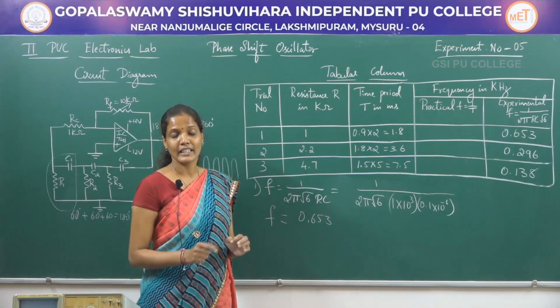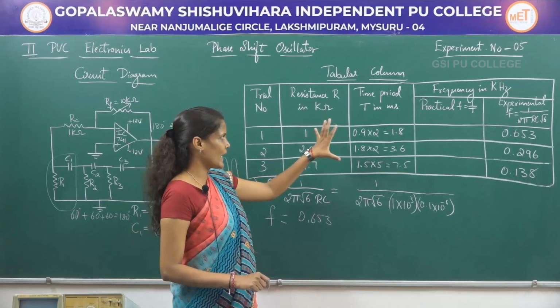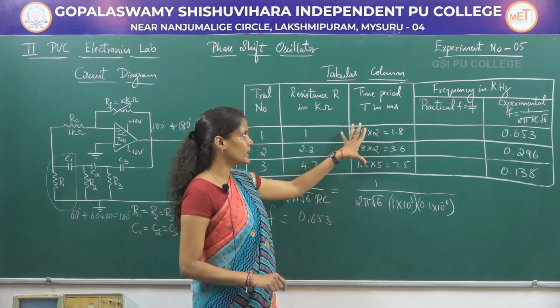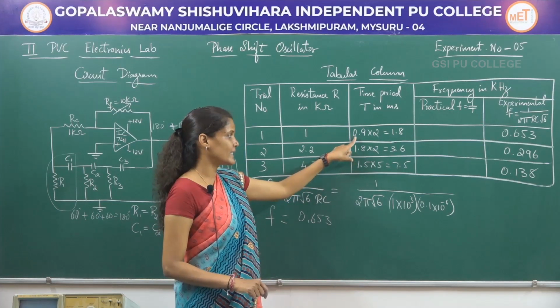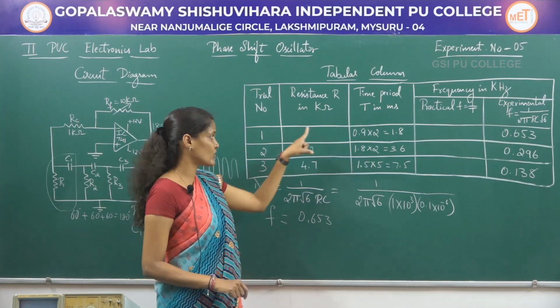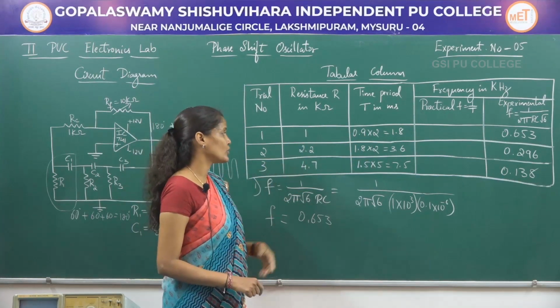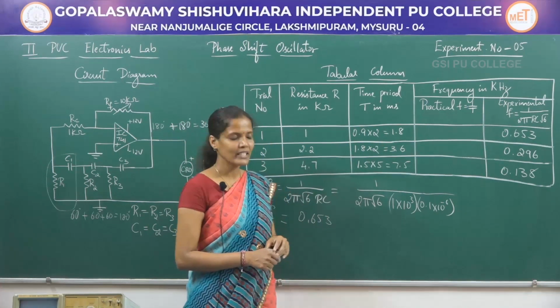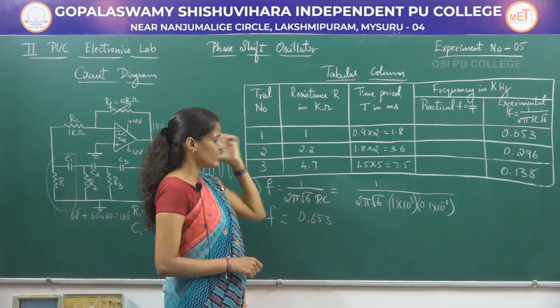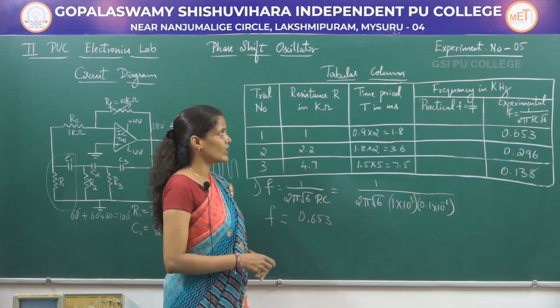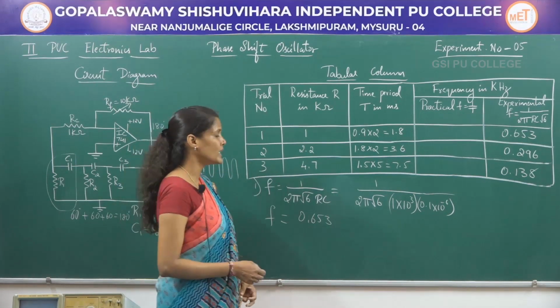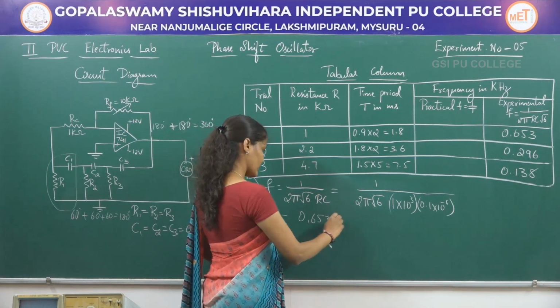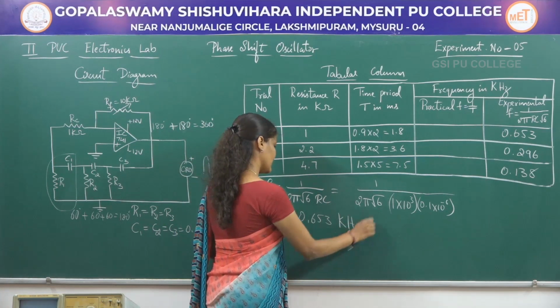After conducting the experiment, we got the time period t in milliseconds as 0.9 into 2 for the very first trial, that is when R value is equal to 1 kilo ohm. For the second trial, time period t is equal to 3.6, and for the third trial when R is equal to 4.7 we got a time period of 7.5 milliseconds. Here I forgot to write the unit, so this is kilohertz.